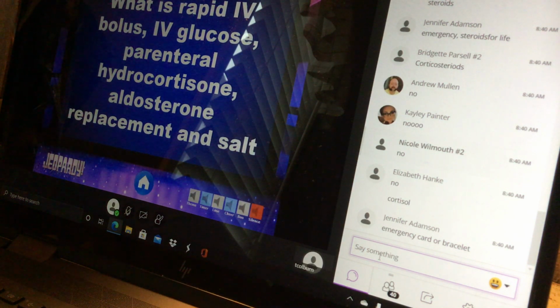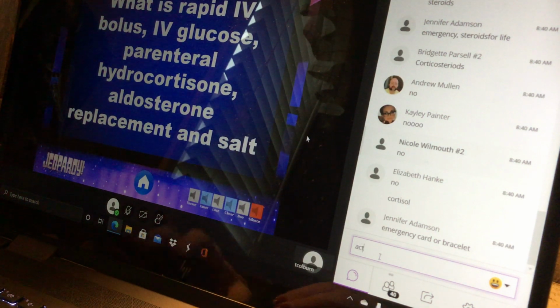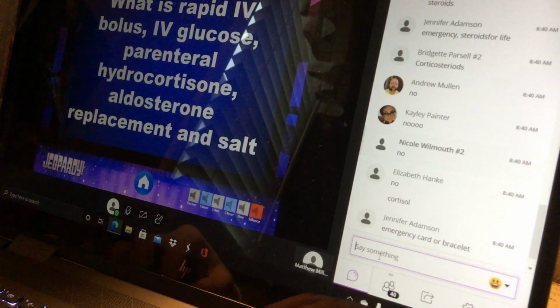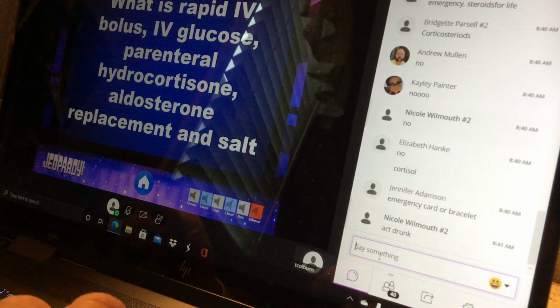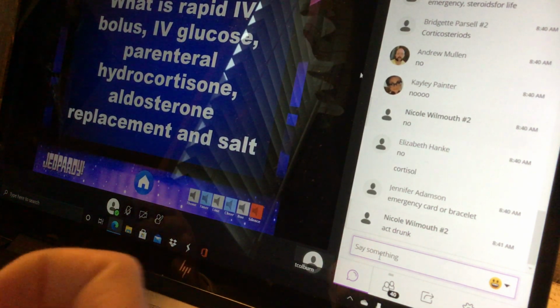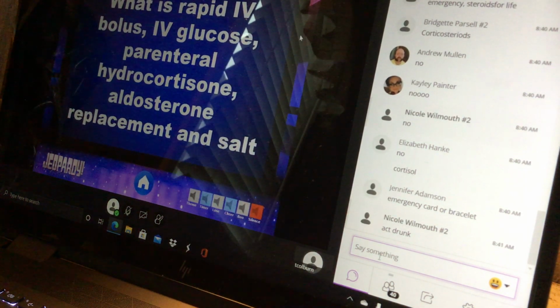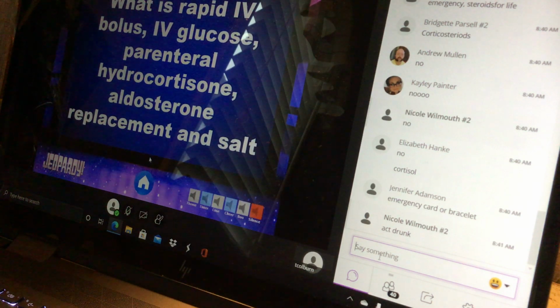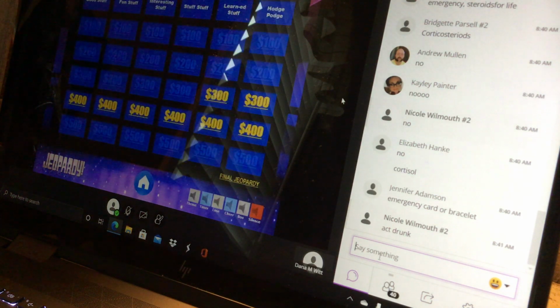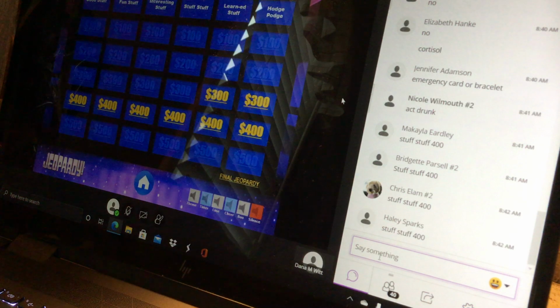Why do they need an emergency bracelet or card? Why do you think that is? Yeah, because people will think they're drunk or there's something else wrong with them. They need to know to give them the cortisone right away. They don't want to stick them in a drunk tank like the old days. They'll act like they're under the influence. So yes, same as with a diabetic, they should have some type of ID to let people know.